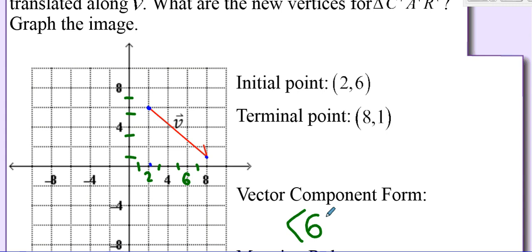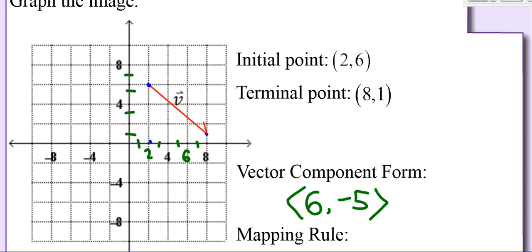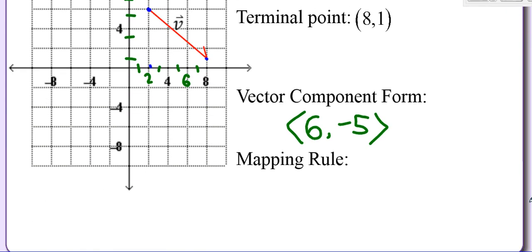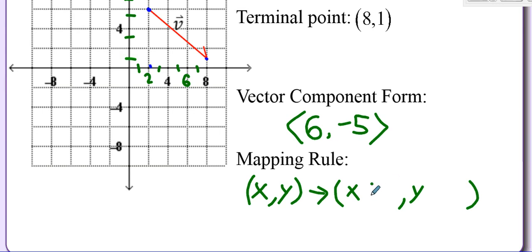Right is positive, so +6. And then it's going down, which is a negative, and you have to count it out: 1, 2, 3, 4, 5. Down 5. There's your vector. Now, if you convert that into a mapping rule, remember mapping rules look like (x, y) arrow. You really just fill in those same numbers. So +6, -5.